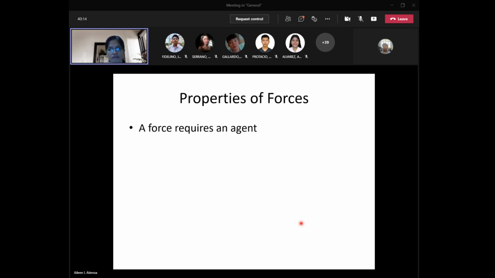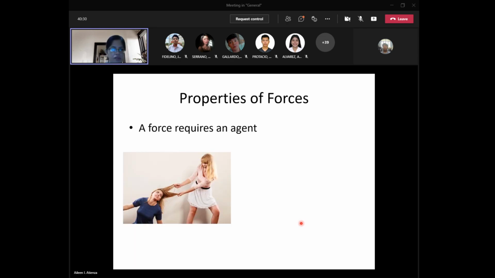Another property of force is that a force requires an agent. What is an agent, ma'am? The one that directly applies the force. Okay? So, yung mismong gumagawa ng force serves as the agent. So, for example, ito, sinasabunutan, hinihila ng isang babae, isa pang babae. What is the agent of the force? The one that directly applies the force. Ano ang agent in this case?